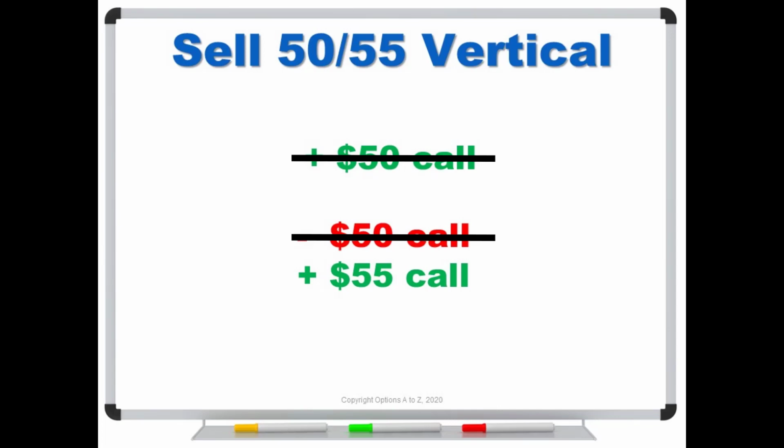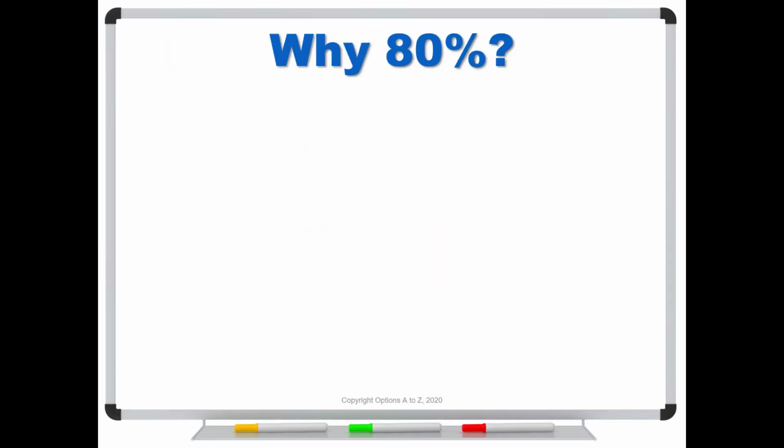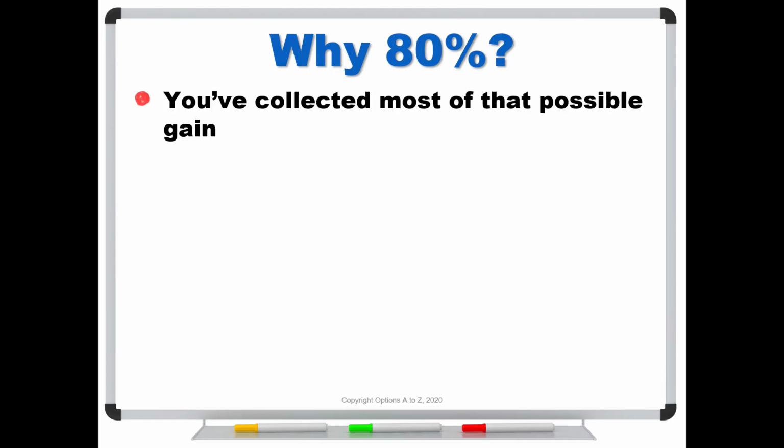Now, in the last video, I also said that the general rule was we sell if we can capture 80% of that difference. So if it's a $5 vertical spread like we're using here, 80% is $4. So why do we pick this 80% number? Well, it's arbitrary, but the idea is that at 80%, you've collected most of that possible gain.